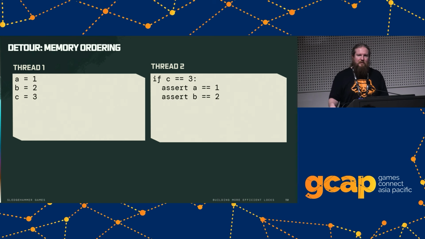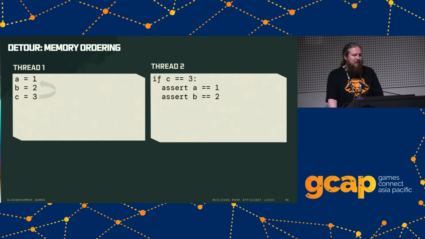A1, B2, and C3. We're doing all of these stores, and then in thread 2, we assume that if C managed to get set to 3, that both A and B are set to 1 and 2. So you might assume we've written those all in a specific order. We're working with, say, x86, and everyone says that it's strongly ordered, that none of that will be reordered.